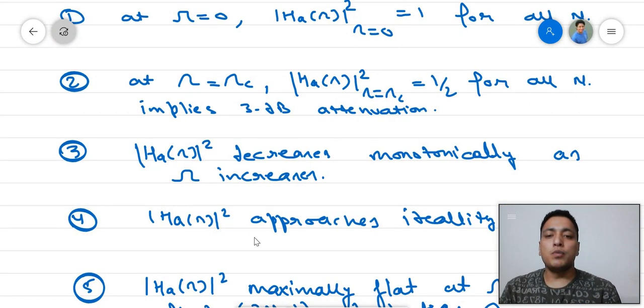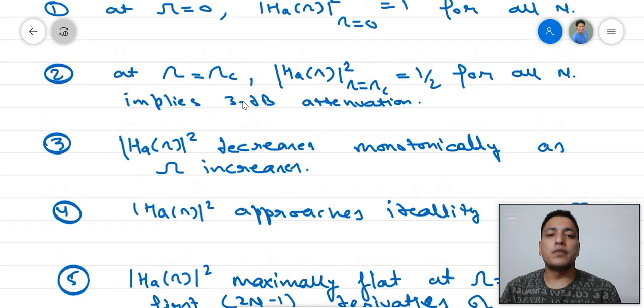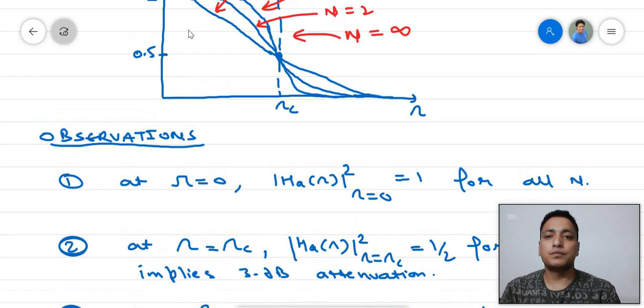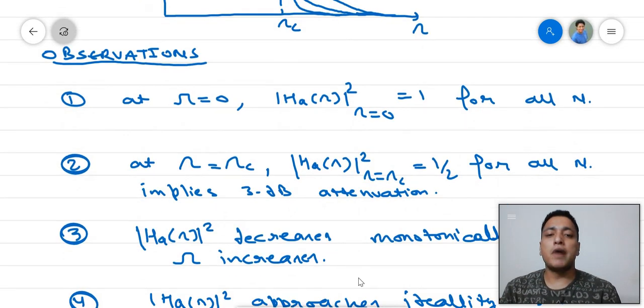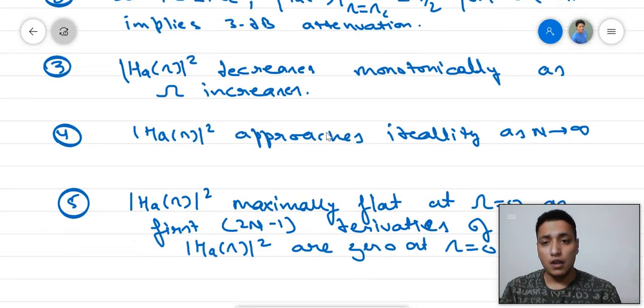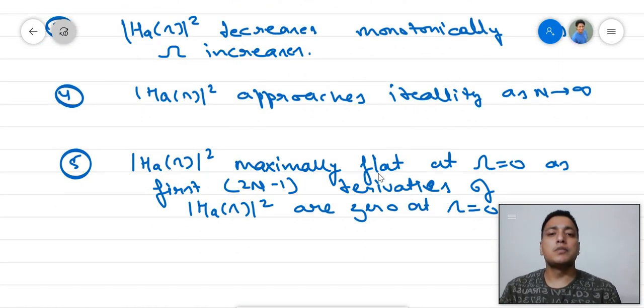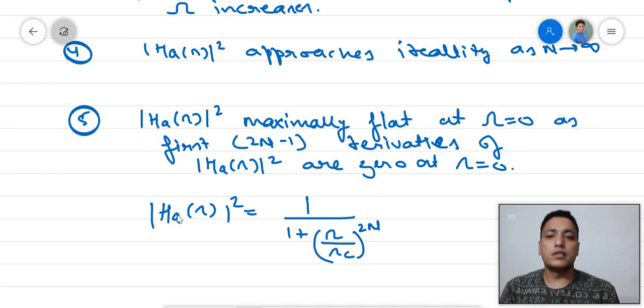Next, |HA(omega)| squared approaches ideality as n tends to infinity. We can see with this particular curve that as n tends to infinity, the transition is sharp, which is required for an ideal filter. Now the next point is that |HA(omega)| squared is maximally flat at omega equal to 0, as 2n minus 1 derivatives of |HA(omega)| squared are 0 at omega equal to 0. This comes from |HA(omega)| squared equal to 1 over 1 plus (omega by omega c) to the power 2n, which will hold this value at omega equal to 0 until we differentiate this complete term 2n minus 1 times.